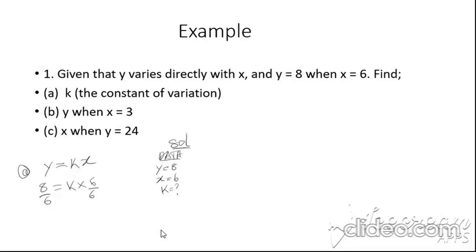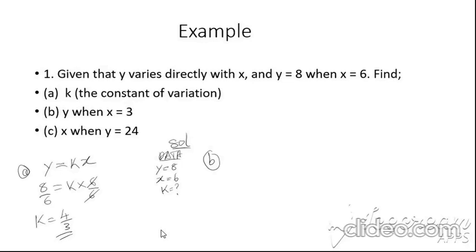8 is equal to, you're looking for k, and then your x is 6. You want k, so we're going to say over 6 so that we can cancel this side. Then your k is equal to 8 over 6. You know that 2 can go into 8 and 6. So 2 into 8 is 4, then 2 into 6 is 3. So that's your constant of variation, which is 4 over 3.